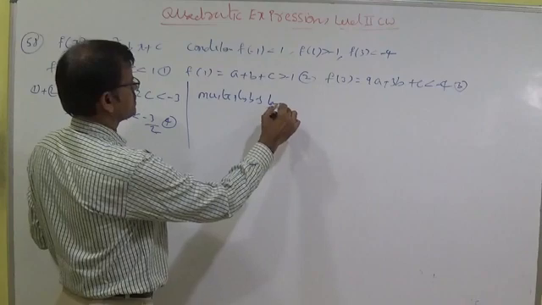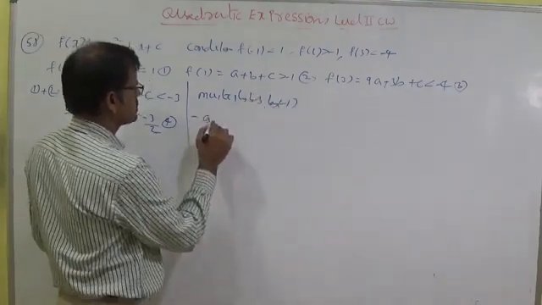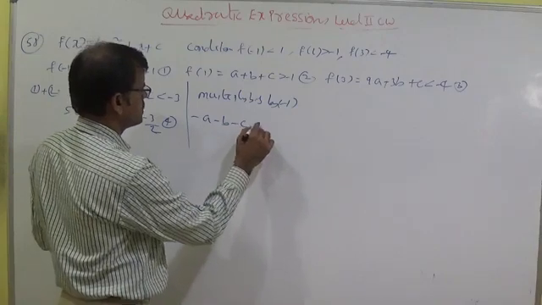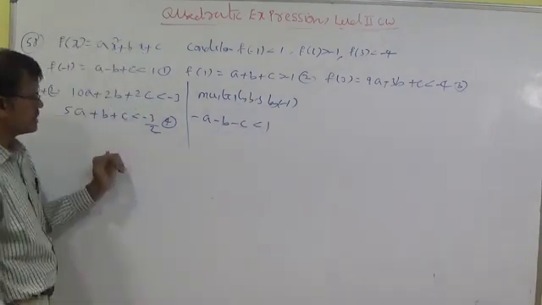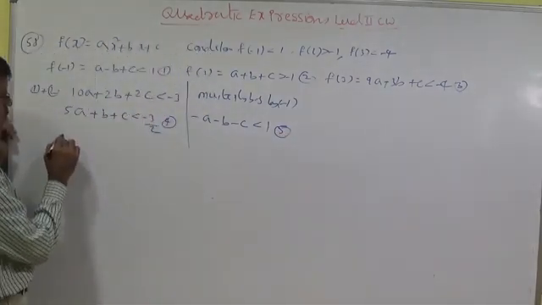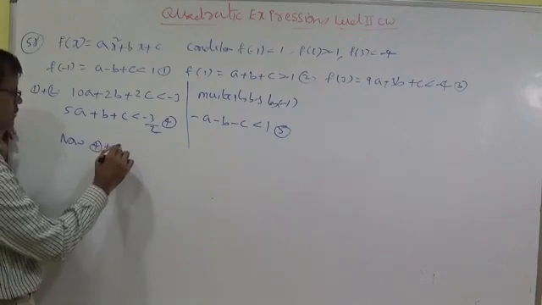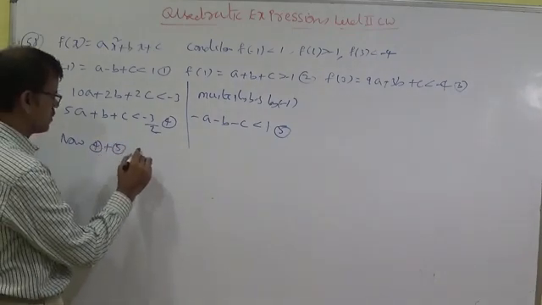Multiply both sides by minus 1. So minus a minus b minus c is less than 1. This is the fifth equation. Now we can write 4 plus 5. Add the fourth equation to the fifth equation.